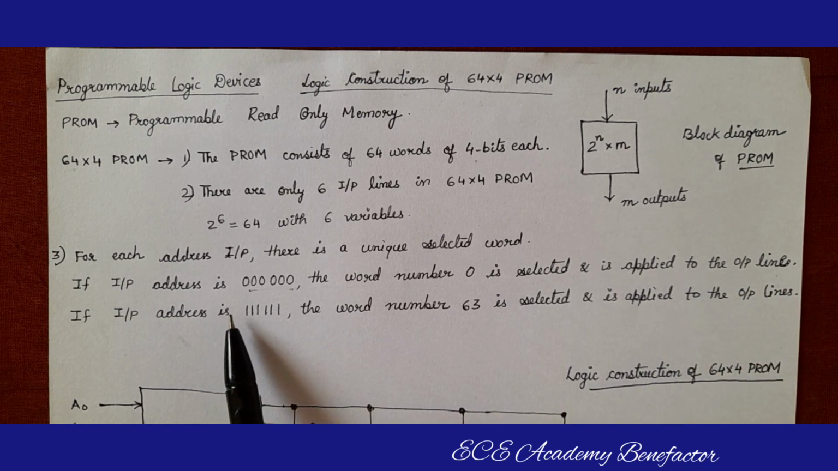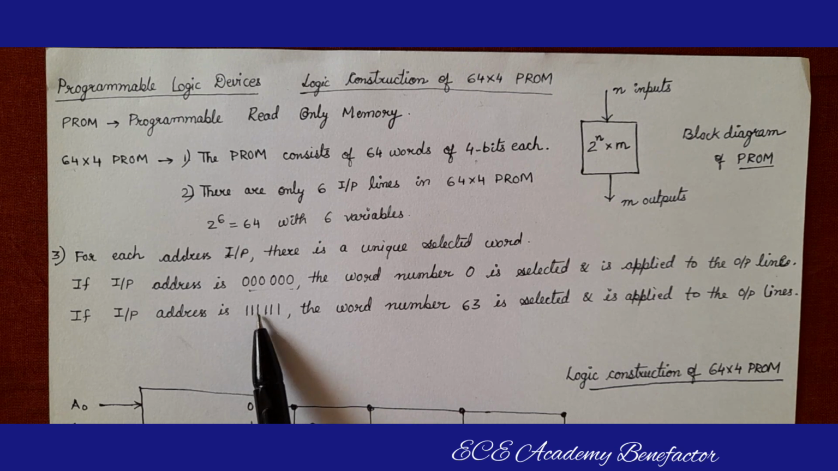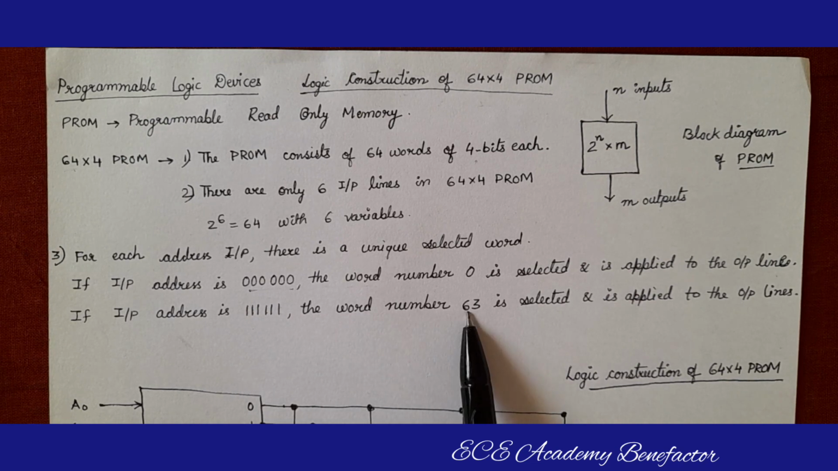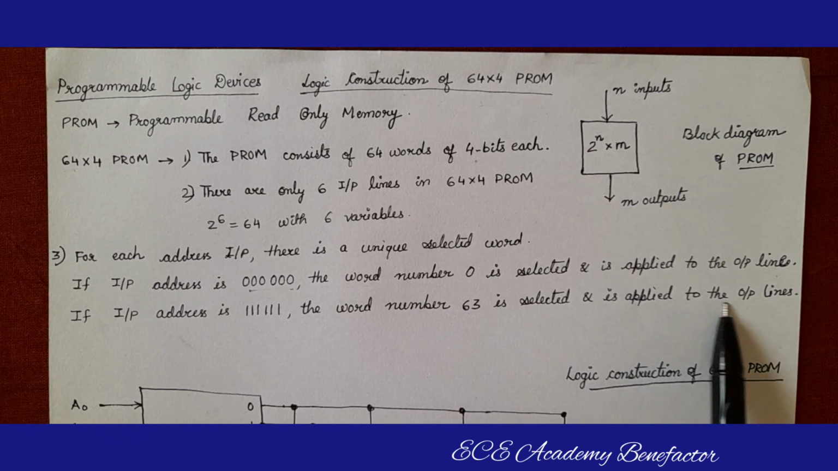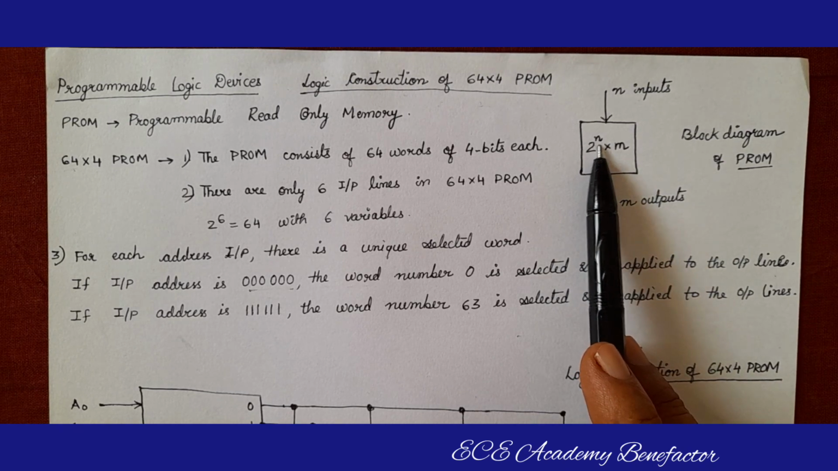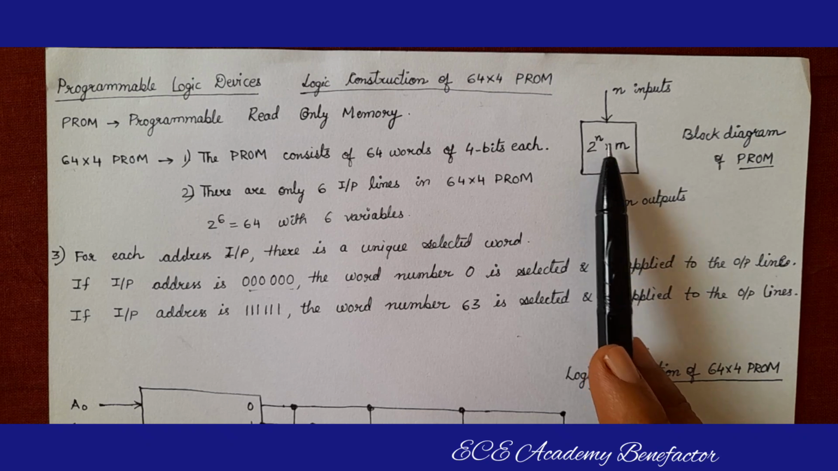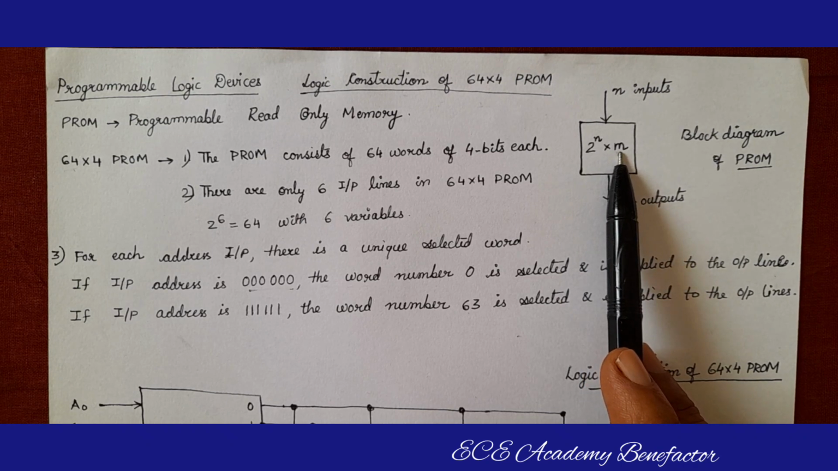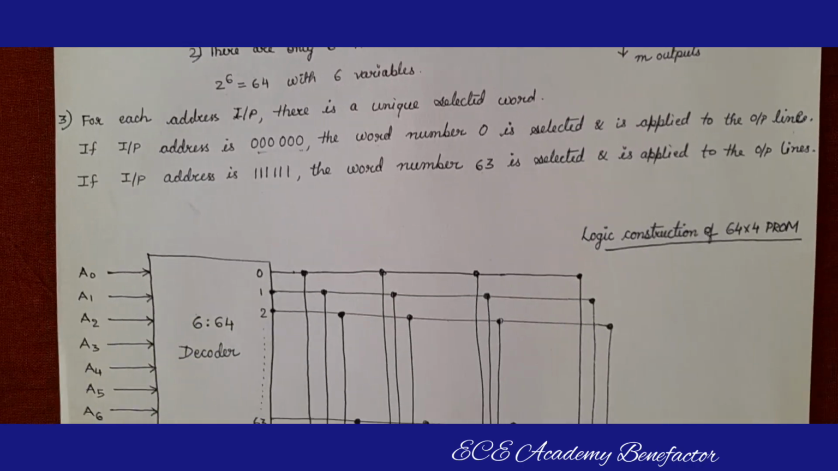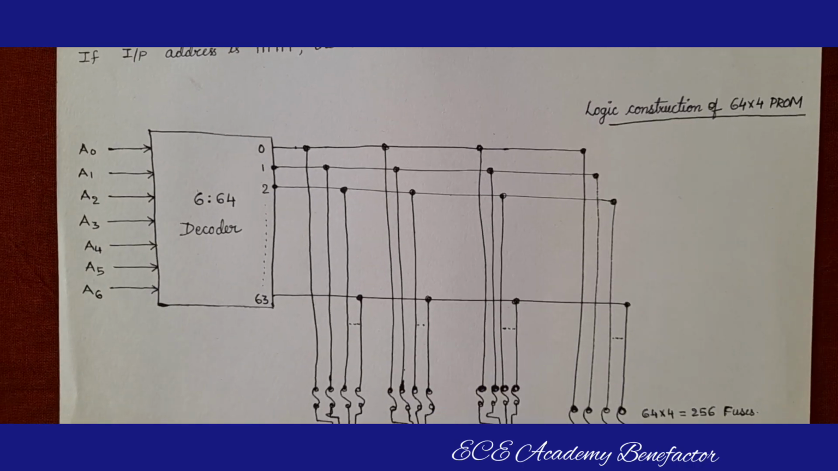If the input address, that is all the 6 input lines, are having 1, 1, 1, 1, 1, 1, that is all the input lines are ones, the word number 63 is selected and is applied to the output lines. So, PROM is 2 to the power n, where n is the input lines, cross m, where m are the output lines. Now, let us see the construction of 64 cross 4 PROM.